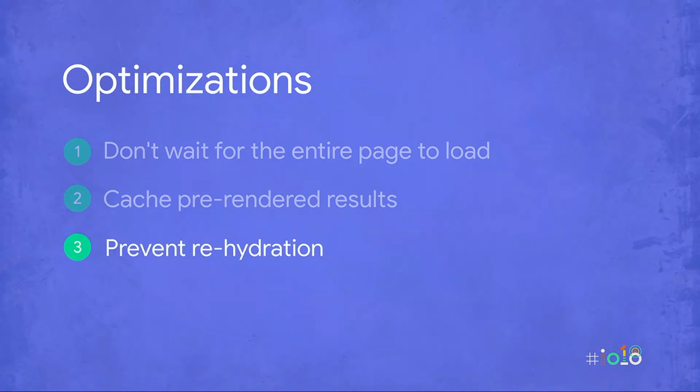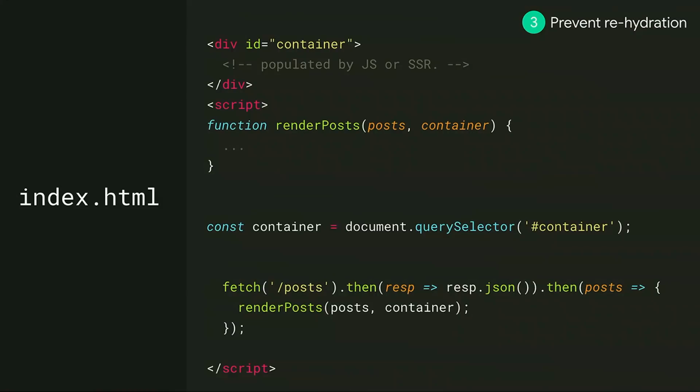Number 3 is to prevent rehydration. So what the heck is rehydration? If we go back to our main page, you have the container that gets populated by the JSON posts. If you think about what's happening here, the user is going to visit this page in their browser. Chrome is going to do its thing. It's going to render this in the client. But Headless Chrome is also doing that on the server. So that's kind of wasteful.